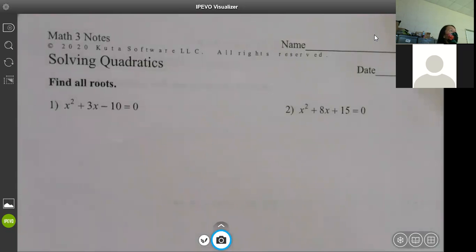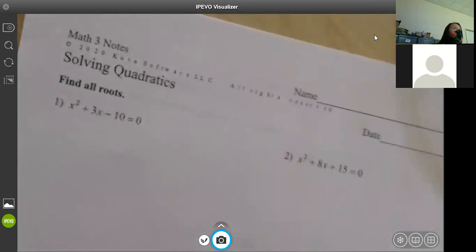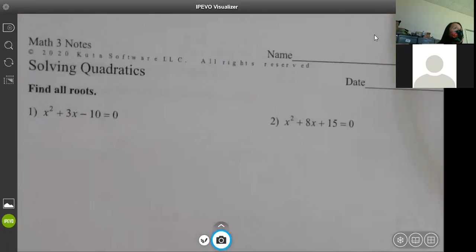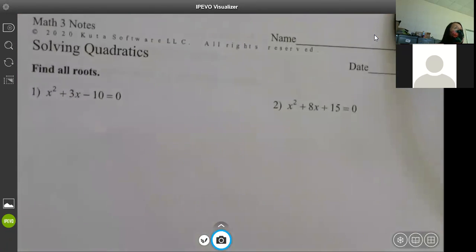So all we're doing today is solving quadratics. So last unit we factored them. So that's the same thing that we're going to do. We're going to factor them, and then now we're going to solve them. So it's one more step, and the solving is easy. You should have solved quadratics in Math 2 and a little bit in Math 1.